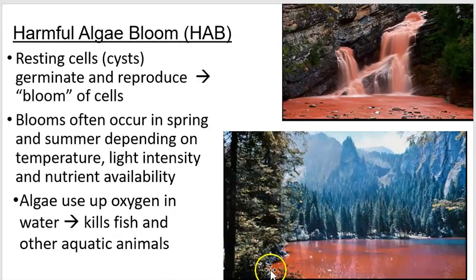The problem with it is, what if you ran into a lake where you had this harmful algae bloom with eutrophication with a red algae? Here, when you look at this, you can see it looks like this waterfall is bleeding. What happens is the cysts form, those dormant resting cells are going to germinate and reproduce, and blooms are going to happen in spring and summer when you've got plenty of light, under the right conditions of temperature, and also if the nutrients are available. That's going to stir up the water and you're going to get this bloom of algae. And the problem isn't that the algae are kind of nasty, because if you go swimming in there, you're going to be covered in them.